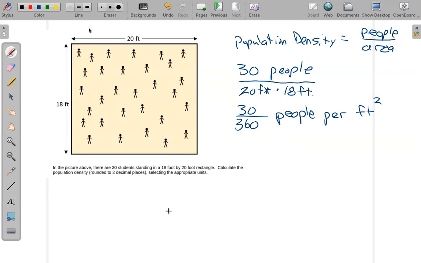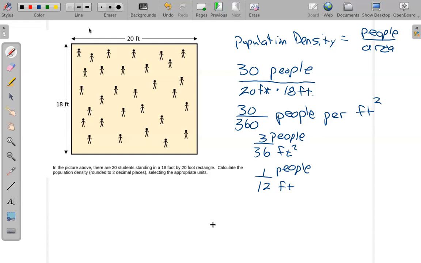And we could clean this up a little. So right away I can see I could divide top and bottom by 10. So I could say, well, that's 3 over 36. So another way to look at that is that's similar to having 3 people for every 36 square feet. And then I recognize, well, 3 goes into 36. So I could say that's 1 person for every 12 square feet. 3 goes into 36 12 times.